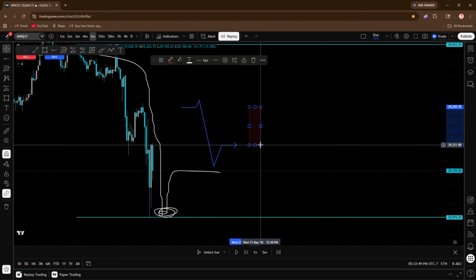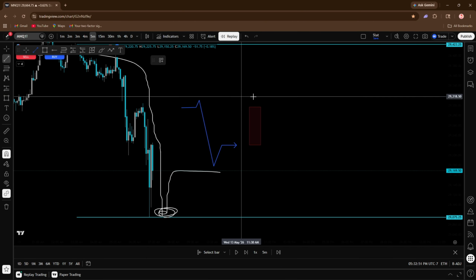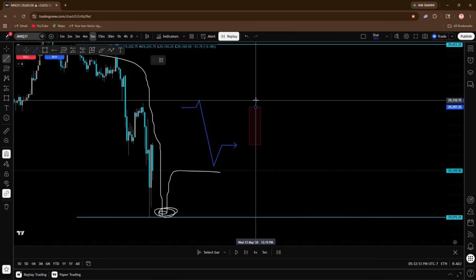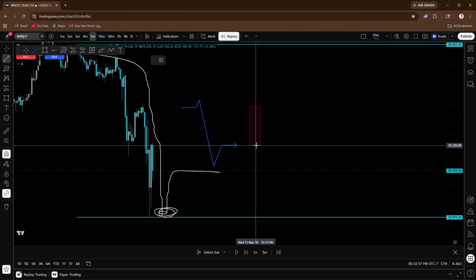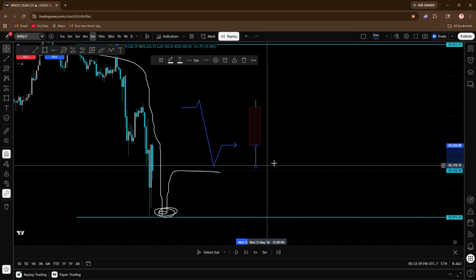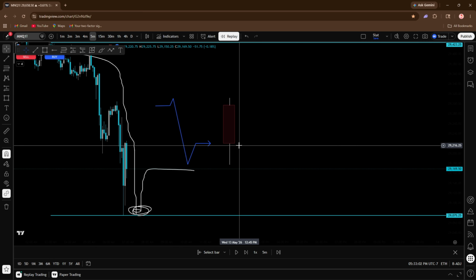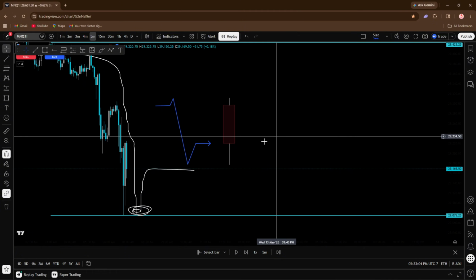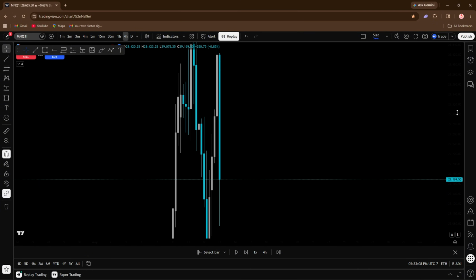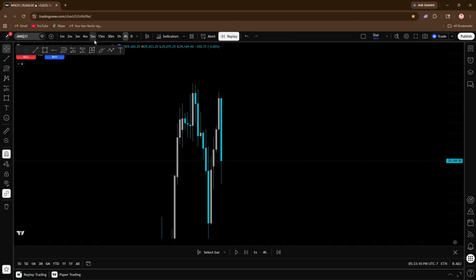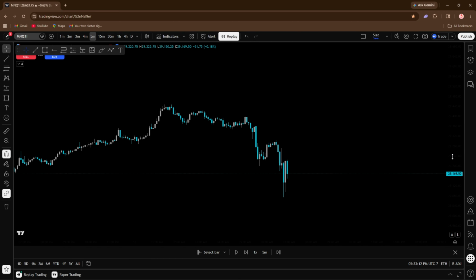Represents the 4-hour candle, right? To create that, trade a little higher to create that top wick, and then traded way lower down here to create that bottom wick, and then traded higher again to then close. And that is closing the 4-hour candle inside of the 5-minute time frame.